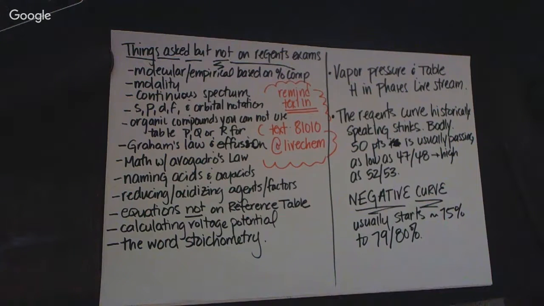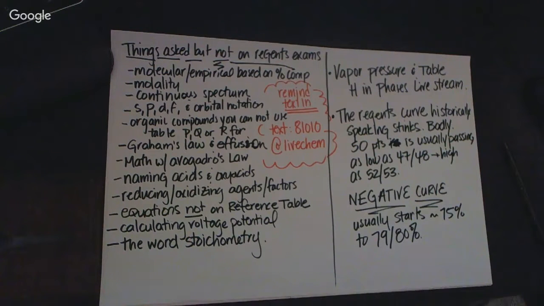Math using Avogadro's law, we're not talking about that. Naming acids and oxyacids, not talking about that. Reducing and oxidizing agents and factors, not on the Regents exam. Equations that are not from your reference table, so again, molality and things like that, not on the reference table. Calculating voltage and voltage potential, and the word stoichiometry itself, not on the Regents exam.